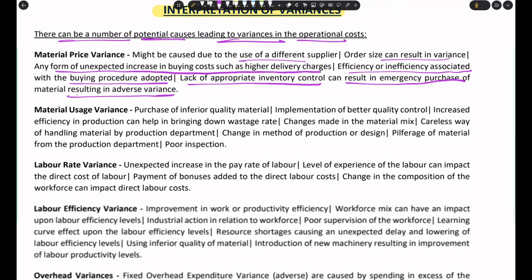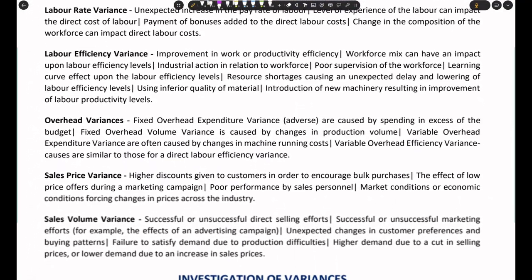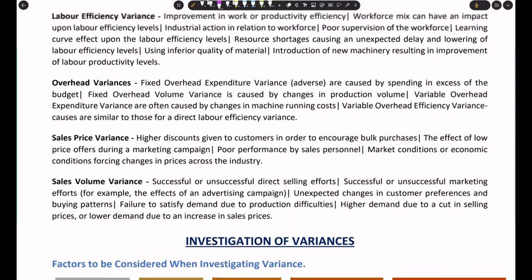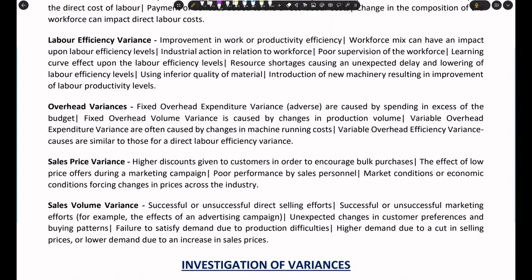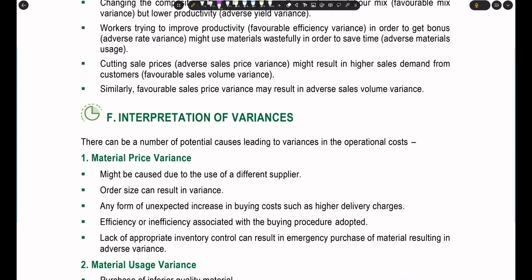I think this sir has copied from the ICAI material itself, so let me go to the ICAI material and let's interpret there. So this is given as this.